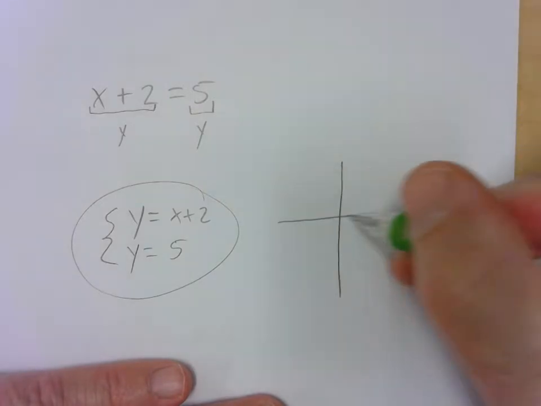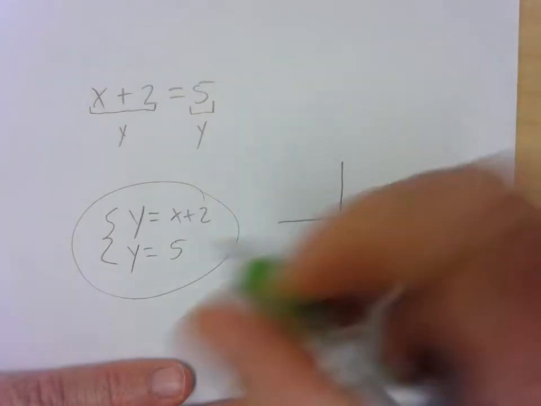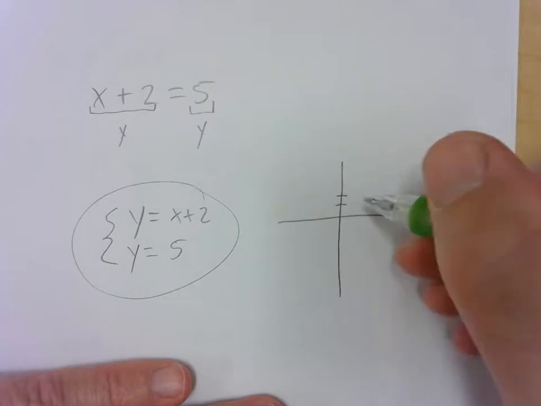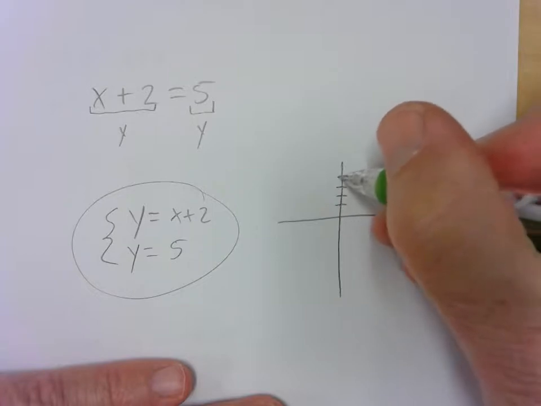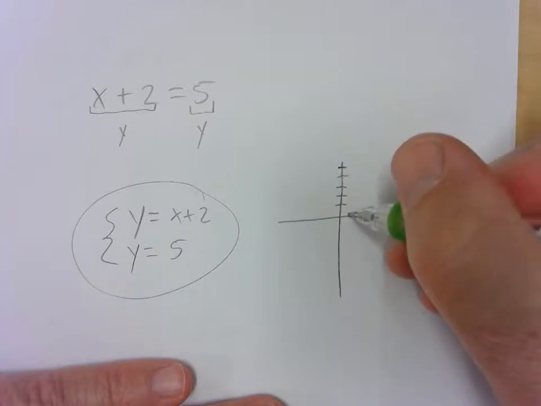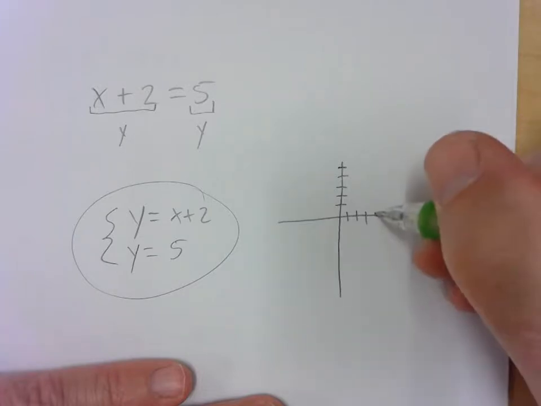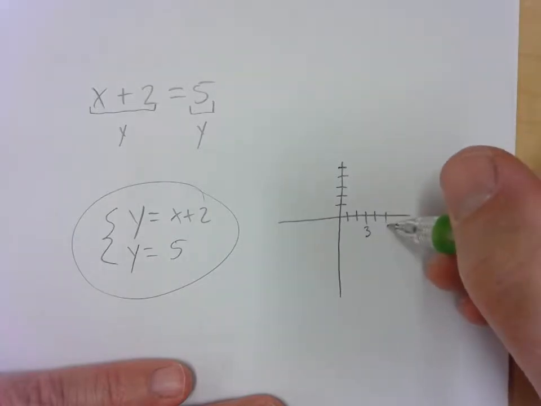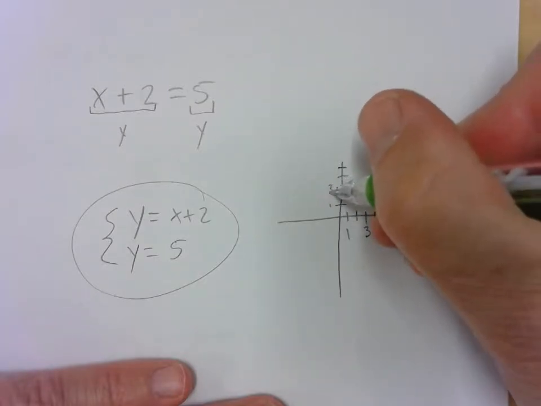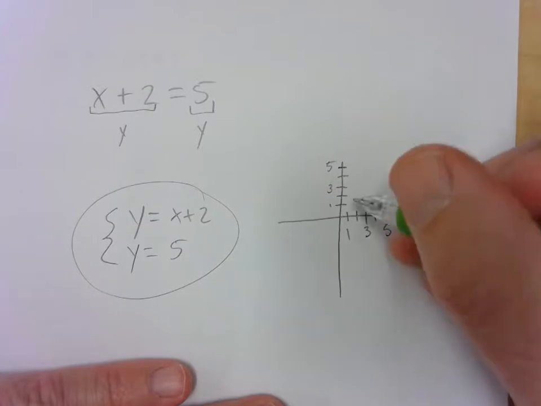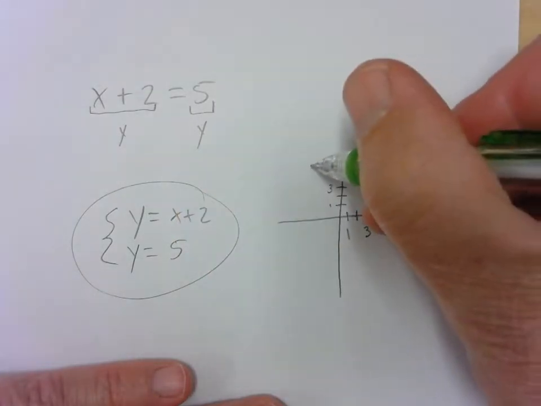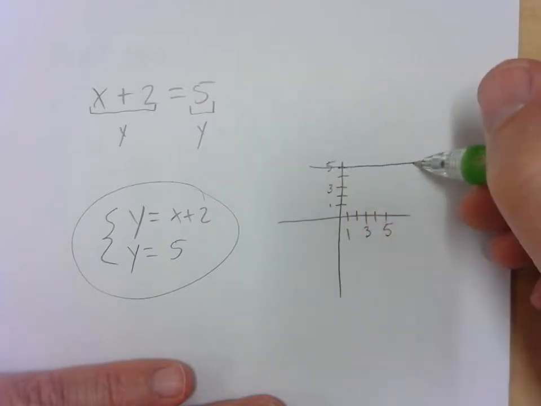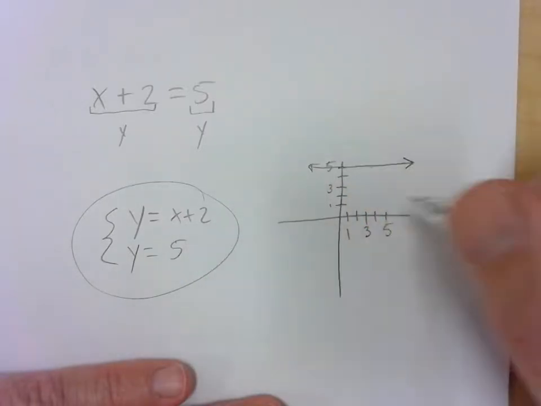So x equals 2, y for x plus 2 would be 1, 2 up. And let's go to 5 here. 1, 2, 3, 4, 5, right? And we'll go over 1, 2, 3, 4, 5. So there's 3, that's the magic number I'm looking for. And there's 5, and there's 1, 3, 5. Okay, so y equals 5 is a horizontal line. And then x plus 2 is a line that starts at 2 with a slope of 1.